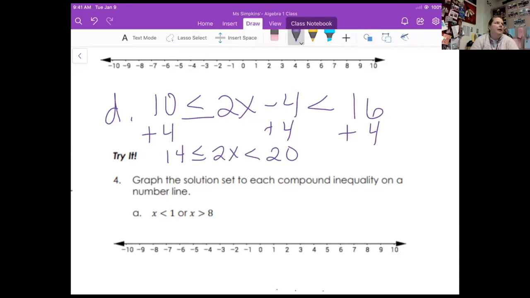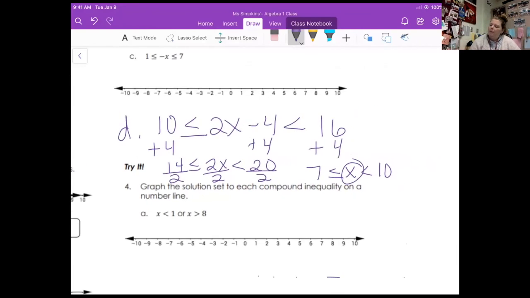And x still isn't by itself. It's being multiplied by 2. So we want to do the opposite, which would be to divide by 2, but we have to do that to everything. 14 divided by 2 would be 7, is less than or equal to x, which is less than 20 divided by 2, which is 10. So that is what you would end up graphing, okay? We can't graph anything until we get that x by itself, and you just solve that like you would any other inequality.